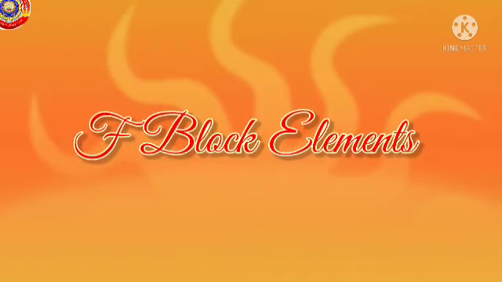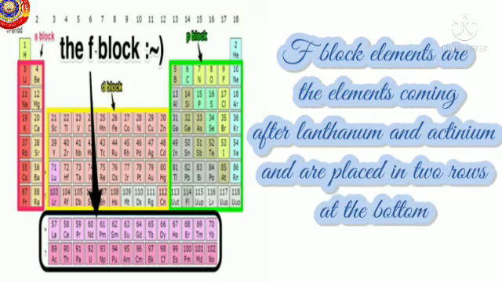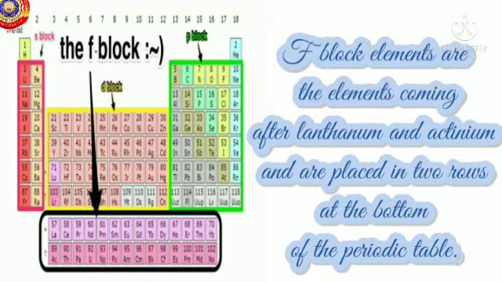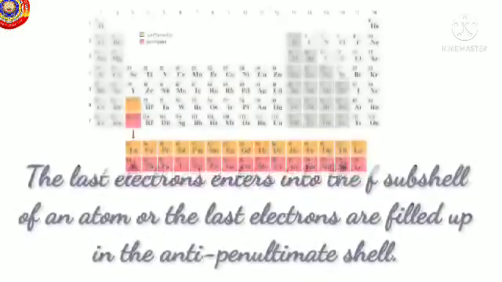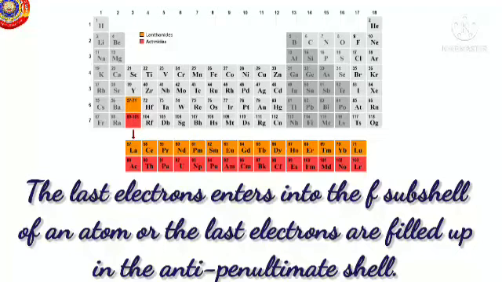F block elements. What are F block elements? F block elements are the elements coming after lanthanum and actinium and are placed in two rows at the bottom of the periodic table. Why are these elements known by this name? Because in F block elements, the last electron enters into the F subshell of an atom, or the last electrons are filled up in the antepenultimate shell. Antepenultimate shells are the ones to the inner side of the penultimate shell, or the third from the last shell.